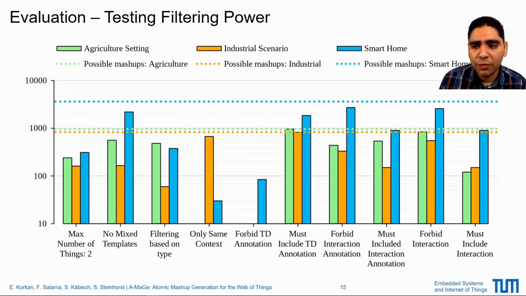We also evaluate the filtering power of different filters and constraints, and what we found is there are no specific strategies that can work with all scenarios, because there are good strategies for homogeneous scenarios where there are many devices that are the same, and better strategies in heterogeneous scenarios when every device is very different from each other.